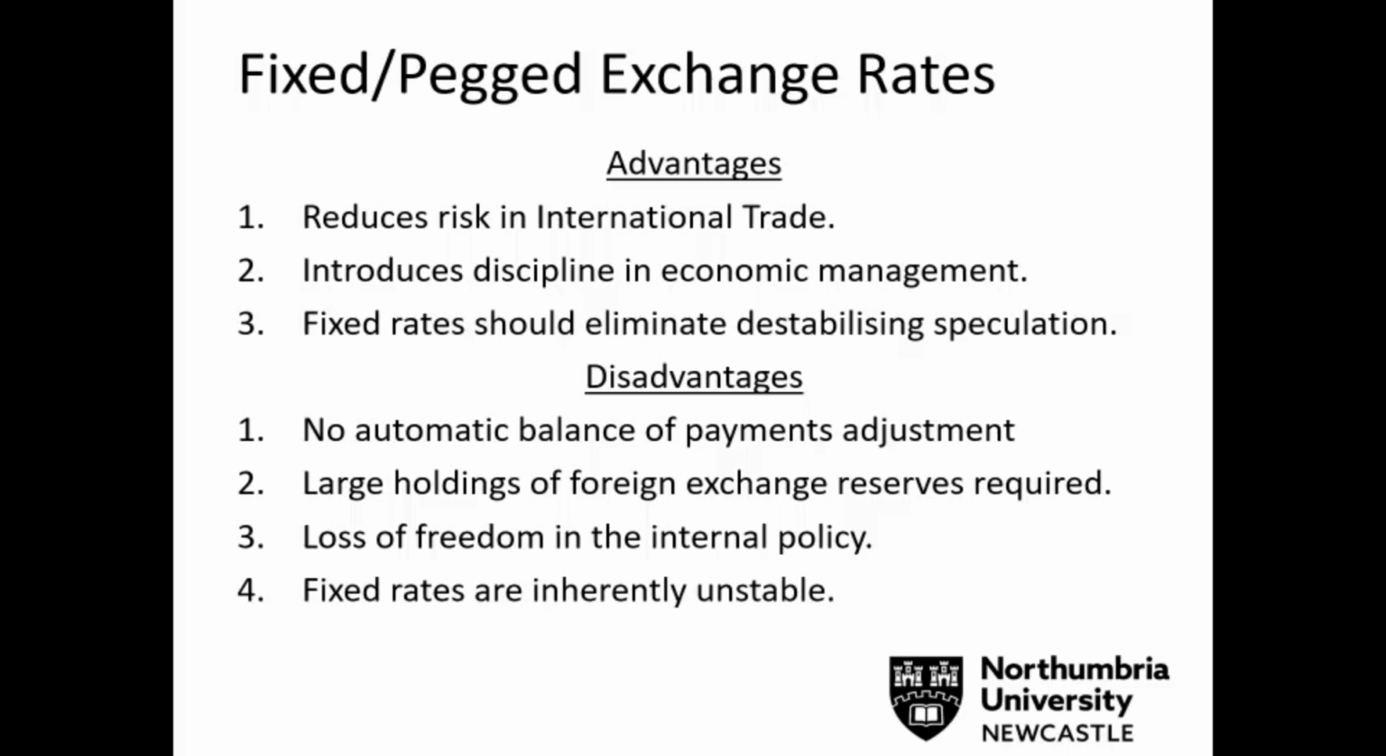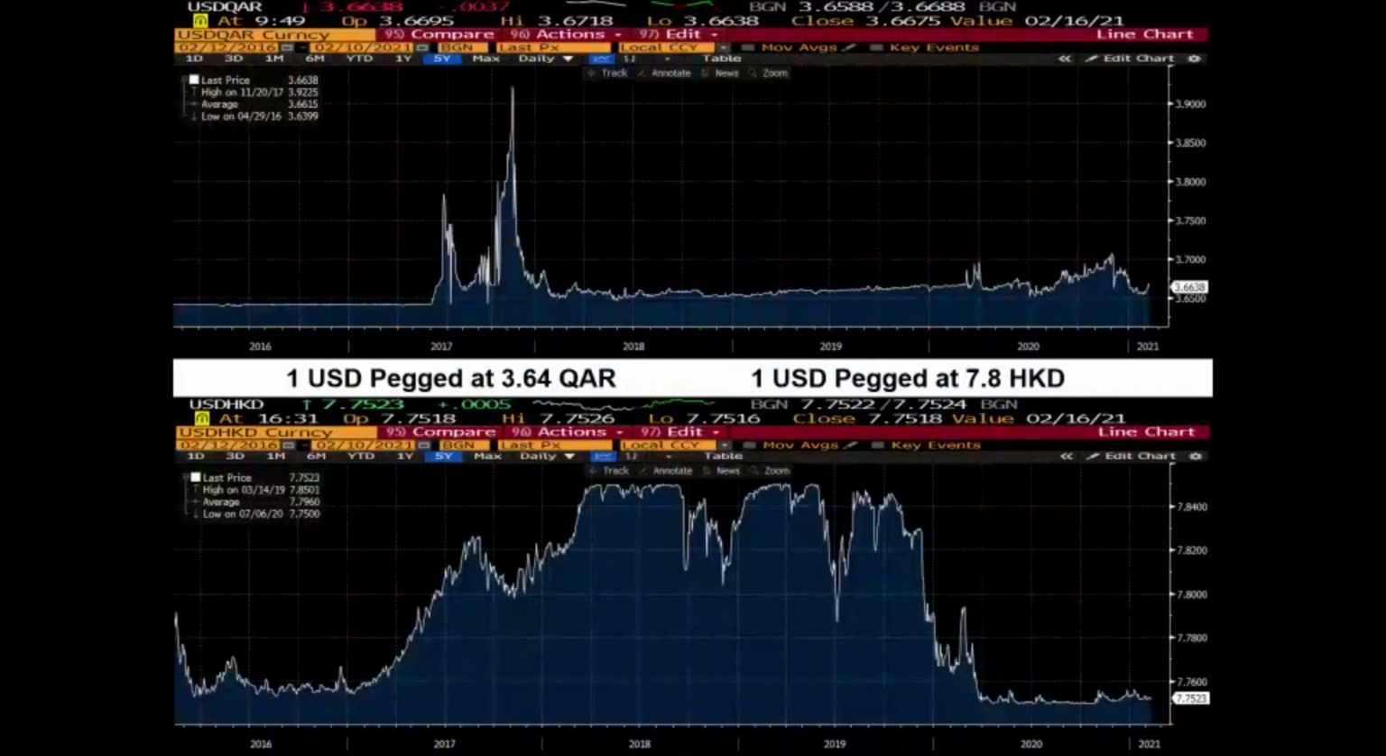And the last point is that peg rates are inherently unstable. The idea is that they're meant to be as stable as possible, but actually they do fluctuate overall. Just to give you an example of that, I've got two examples from Bloomberg here. The top one is the US dollar against the Qatari Rial, which is meant to be pegged at 3.64 Rial to the US dollar.